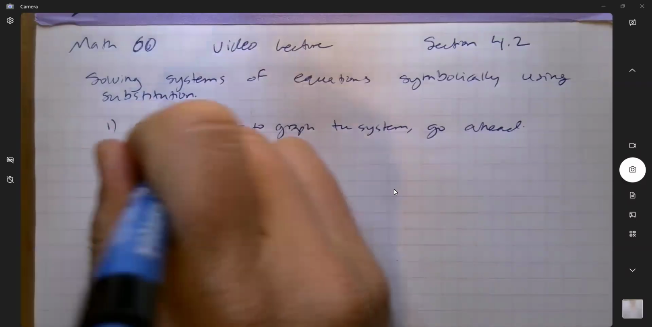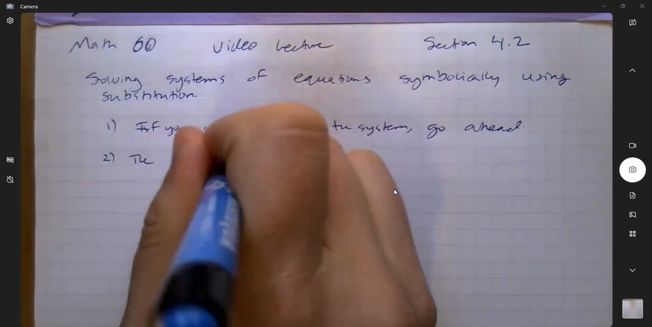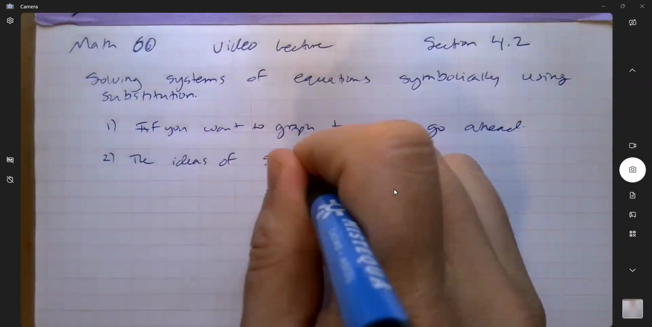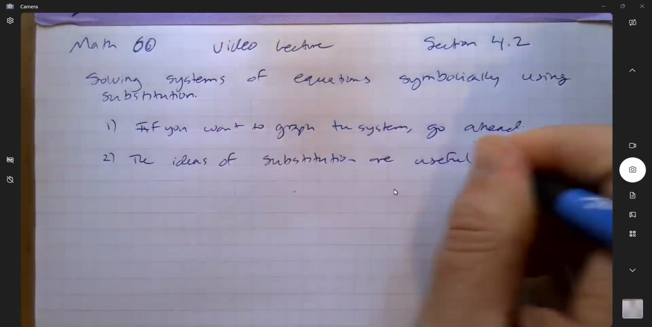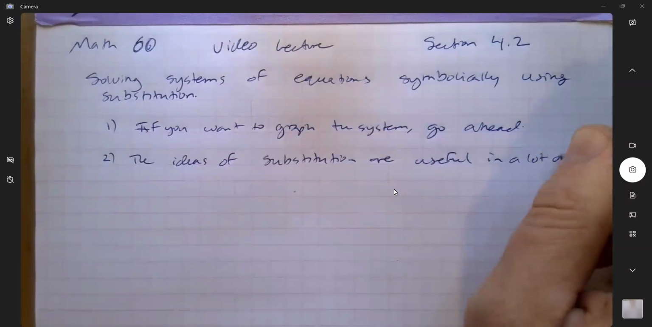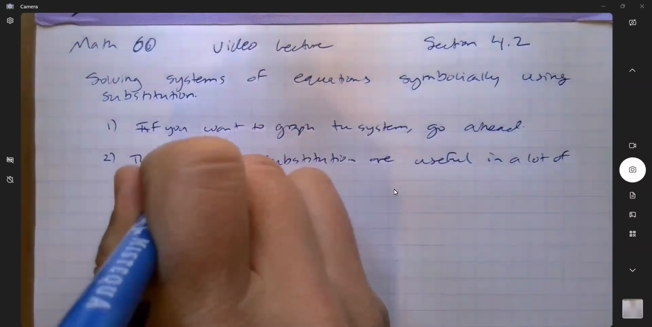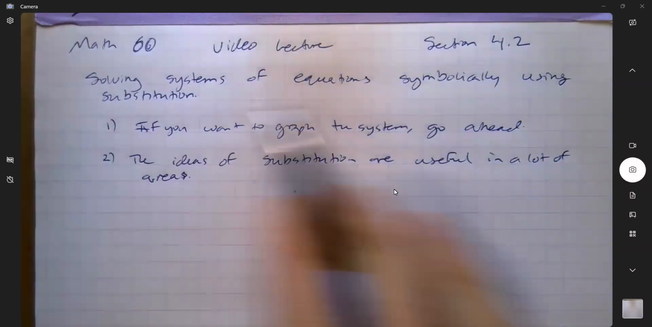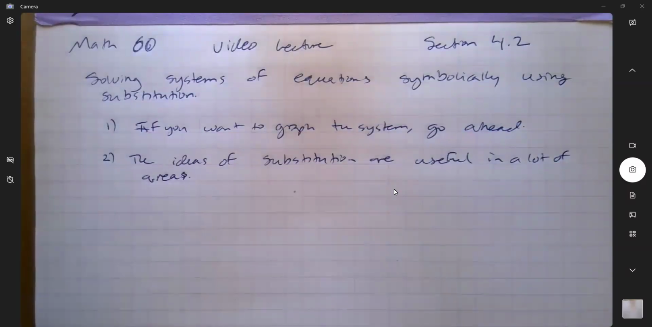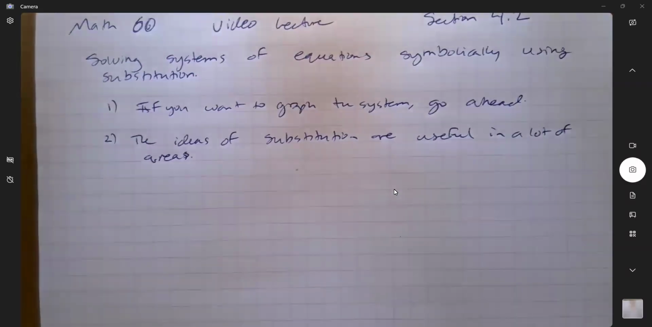However, the ideas of substitution are useful in a lot of areas, and so it's worth practicing these ideas in the initial use for them, which is solving systems of equations. And basically, we're going to follow a recipe.